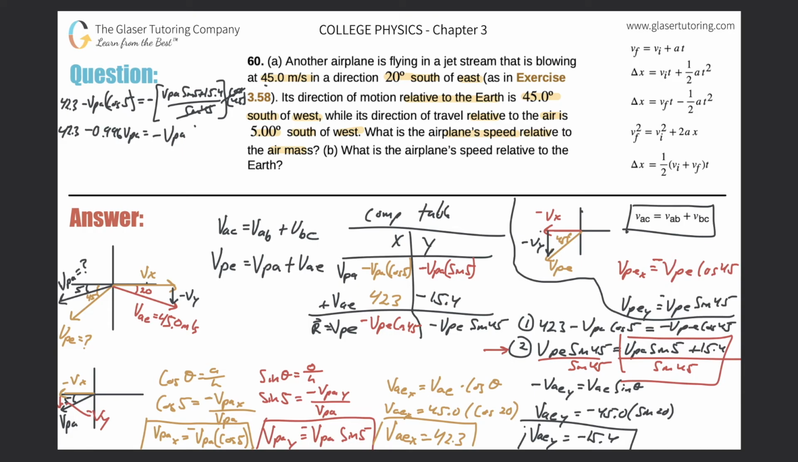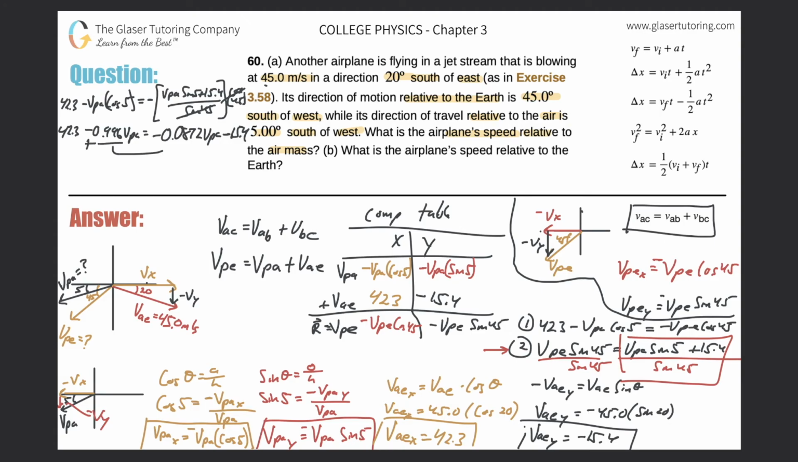So let's just find that. Sine of 5, let's get a number. And let me just reorganize it. So actually I'll put the number first. So it's going to be negative 0.0872 VPA, right? Then distribute the negative again. It's going to be then minus 15.4. All right. Now what are we going to do?